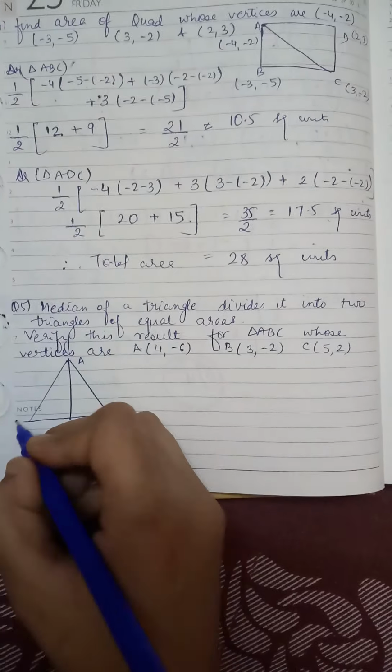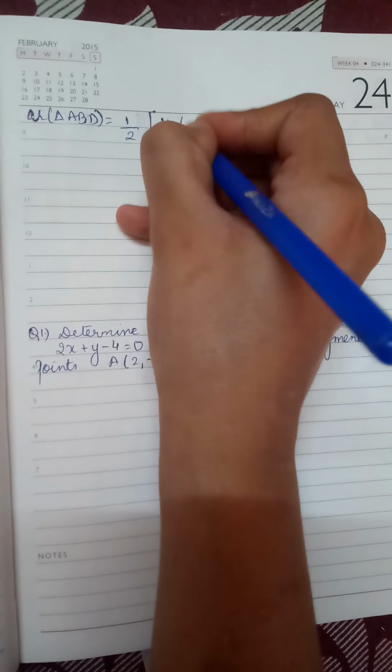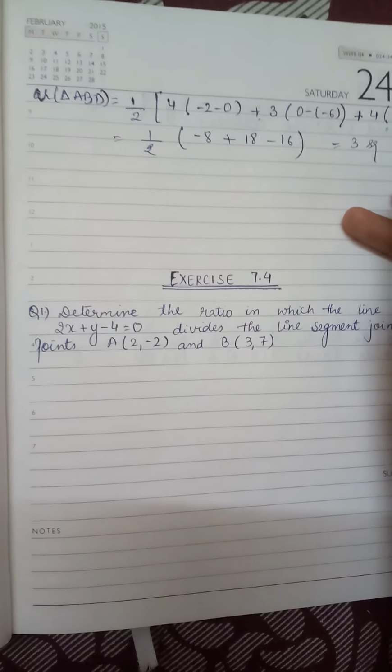So the area of triangle ABD will be equal to half 4 (minus 2 minus 0) plus 3 (0 minus 6) plus 4 (minus 6 minus minus 2). So half into 4 2s are 8, 6 3s are 18, minus 4 minus 16. So 6 upon 2, which is 3 square units.